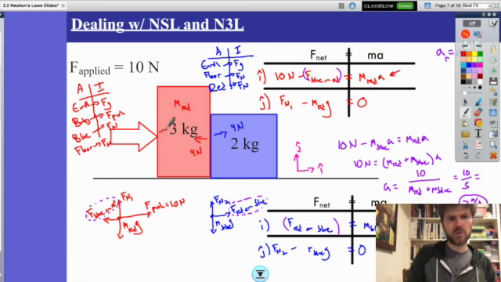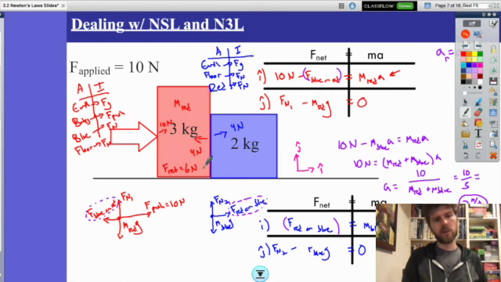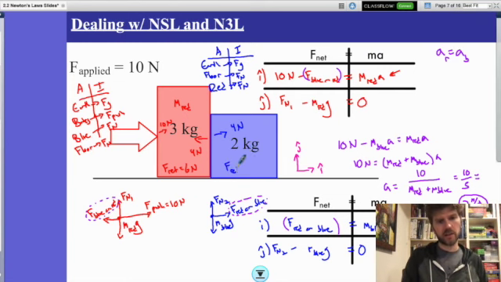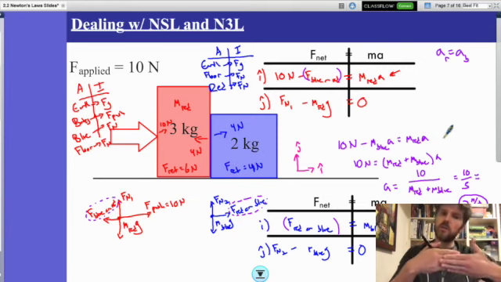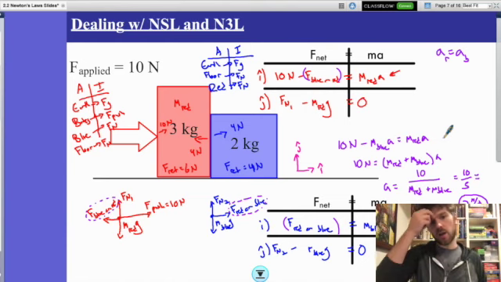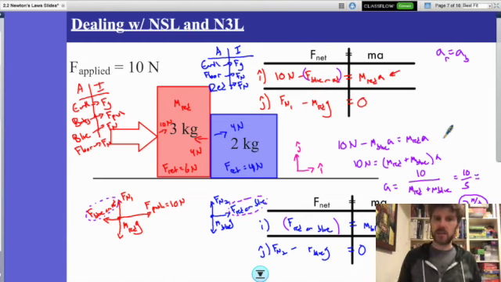But it's getting pushed this way with a force of 10 newtons. So 10 minus 4 is 6 newtons. So the net force on the red box is 6 newtons, at least in the x direction. The net force on the blue box is 4 newtons. And you'll notice 6 divided by 3 is 2, 4 divided by 2 is 2. So that internal force works out to be 4 newtons and guarantees that the two boxes accelerate at the same rate.